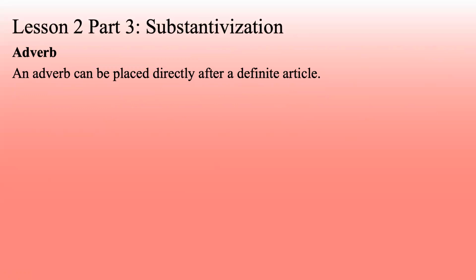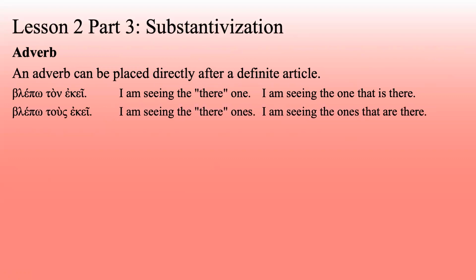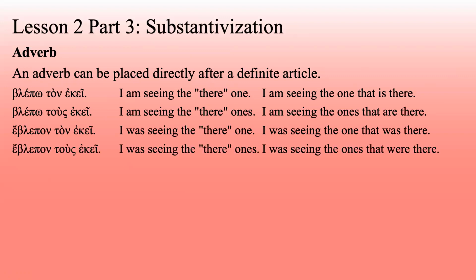All right, then third thing that can be used substantively are adverbs. An adverb can be placed directly after a definite article. So blepo ton ekei, I am seeing the there thing, or better English, I'm seeing the one that is there. Blepo tous ekei, I am seeing the there ones, or I am seeing the ones that are there. In the past, eblepon ton ekei, I was seeing the there one, or better English, I was seeing the one that was there. And eblepon tous ekei, plural here with the past, I was seeing the there ones, or I was seeing the ones that were there.